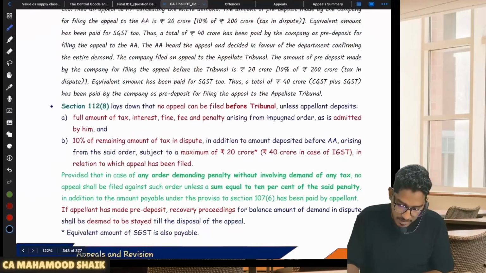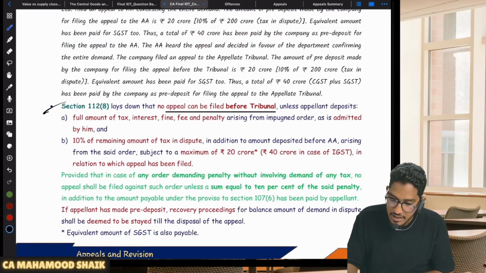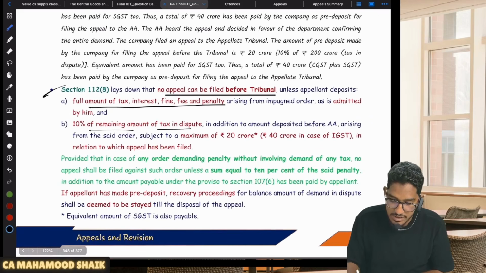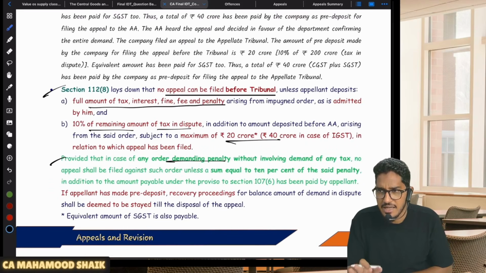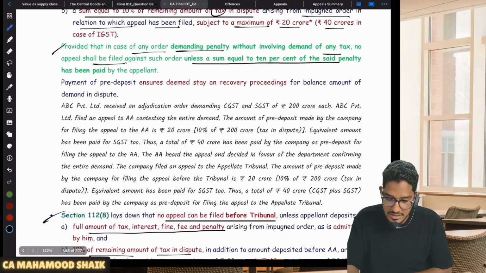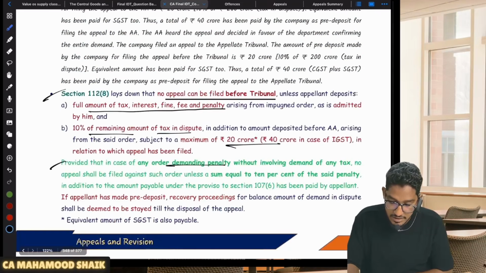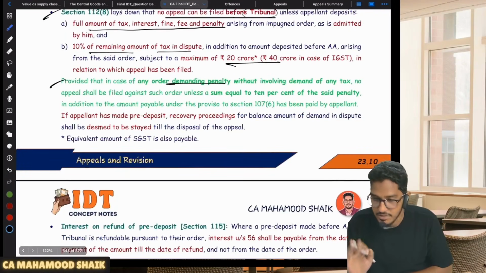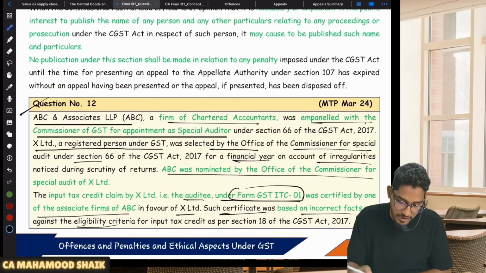So if you come to this mandatory pre-deposit here, 112.8 lays down that no appeal can be filed before the appellate tribunal unless the appellant deposits the full amount of tax, interest, fee and late fee admitted, and 10% of the remaining amount of tax in dispute, subject to a maximum of 20 or 40. In case the order is only for demanding penalty, you pay 10% of penalty. Just one thing will change: here they say appellate authority, here they will say appellate tribunal. That's the only difference. Provisions are all the same, right?